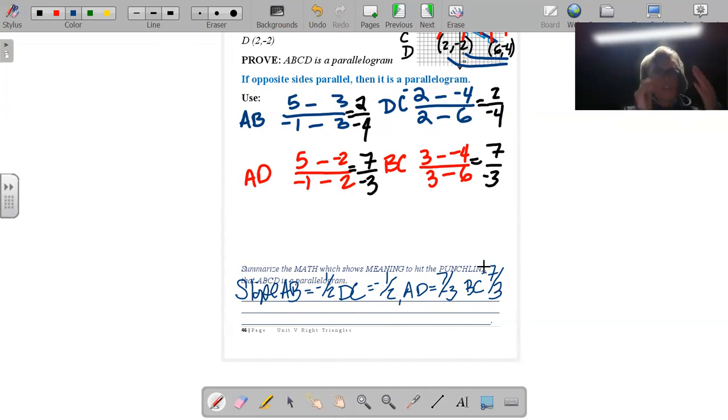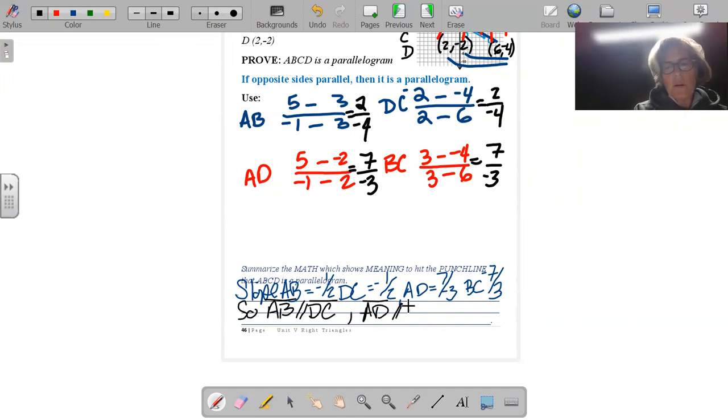Math. You actually recite the math. There you go, I got all the slopes. Meaning, so AB is parallel to DC. AD is parallel to BC because slope equals slope.